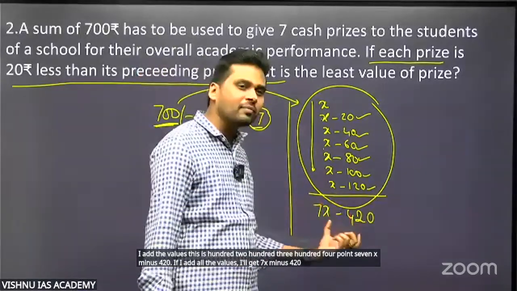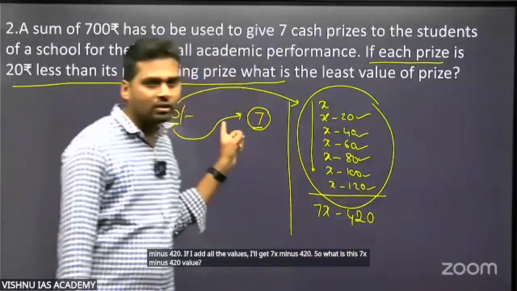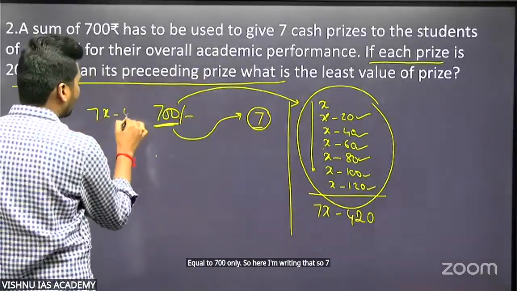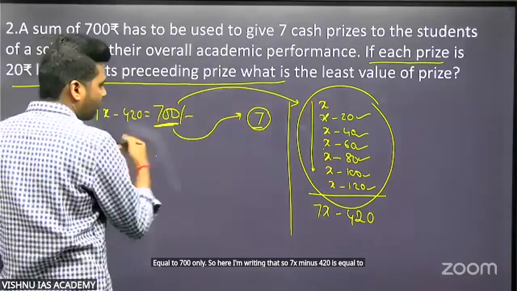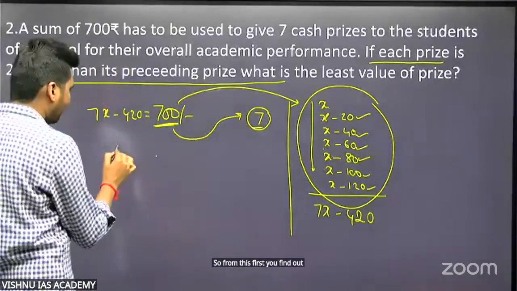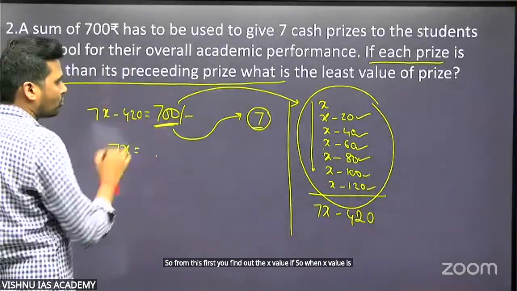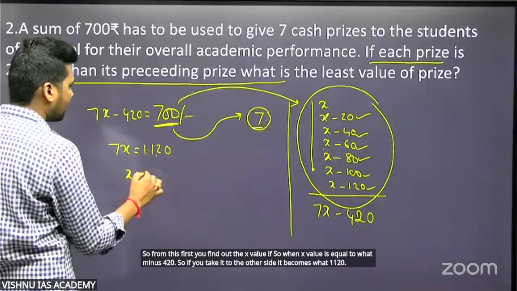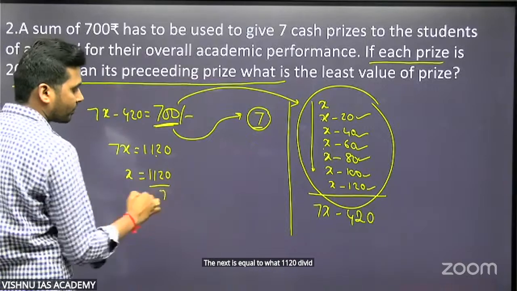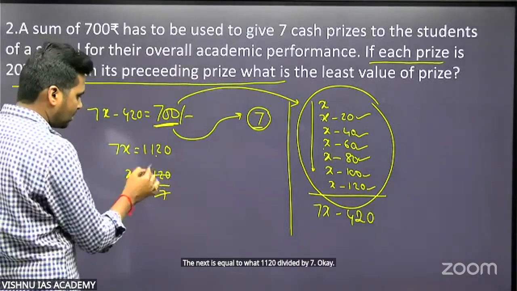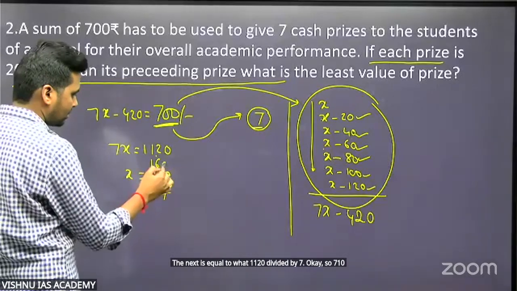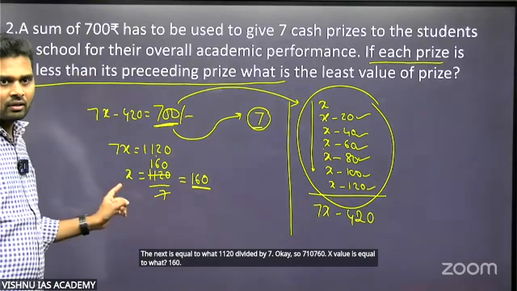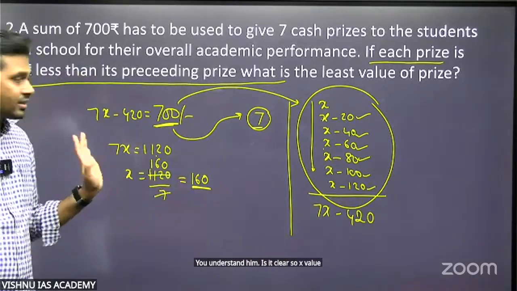So this 7x minus 420 is equal to 700 only. From this, first find the x value. 7x is equal to 700 plus 420, so if you take it to the other side it becomes 1120. Then x is 1120 divided by 7. 7 ones are 7, 7 sixes are 42, so the x value is 160. You understand it? Is it clear? So x is equal to 160.